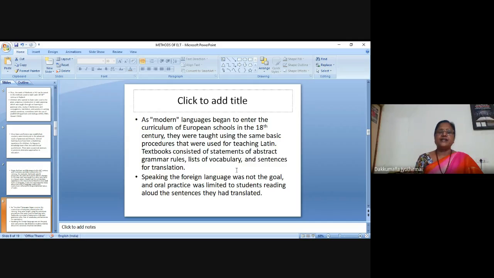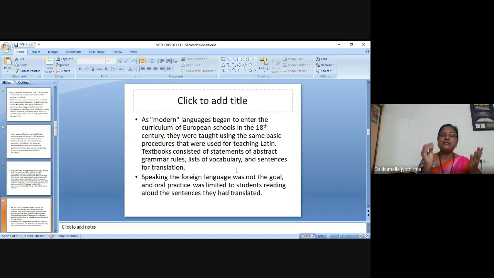Okay, and textbooks consisted of statements of abstract grammar rules, lists of vocabulary, and sentences for translation. Your Wren and Martin grammar book is one example for this, though there is no translation. It is only rules for the grammar, to get a good command of the grammar rules. As I told you, always it is the Wren and Martin, though translation is absent there.